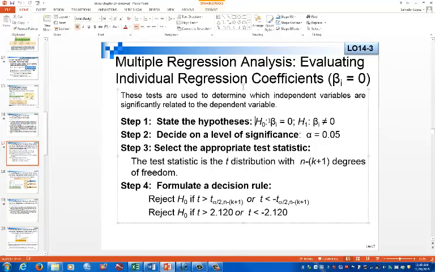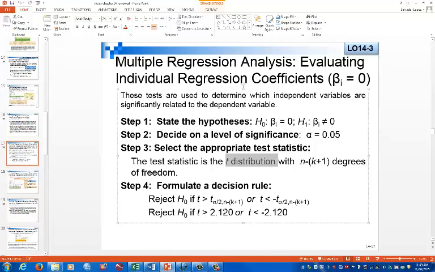The null hypothesis is beta 1 equals 0, and the alternative is beta 1 different than 0. You apply that for the other ones: beta 2 equals 0, and the alternative beta 2 different than 0, etc. The level of significance desired, the default value, is 0.05. The test statistic is a t distribution with, again, the same degrees of freedom that are used for the errors, n minus k minus 1.